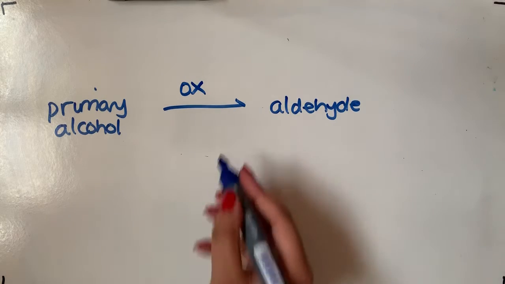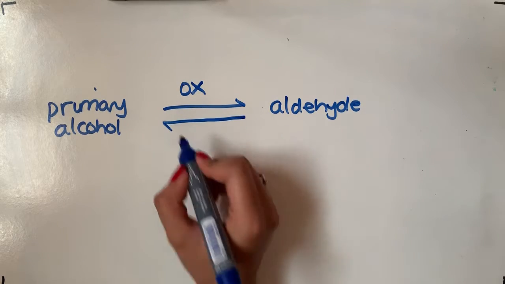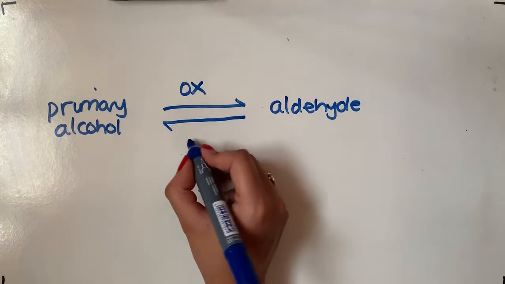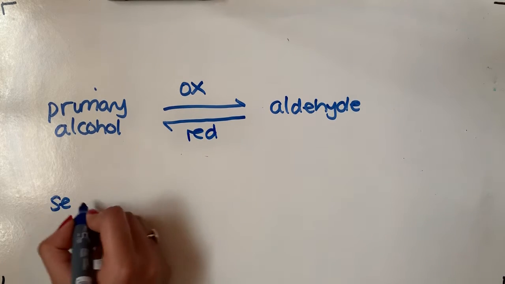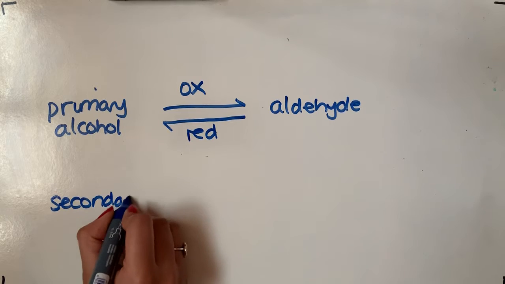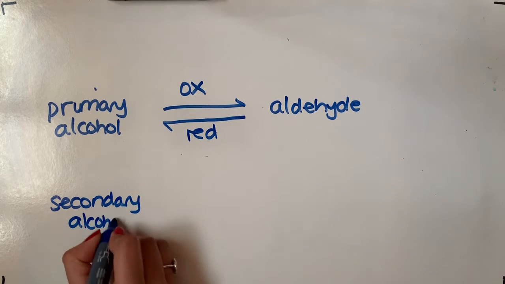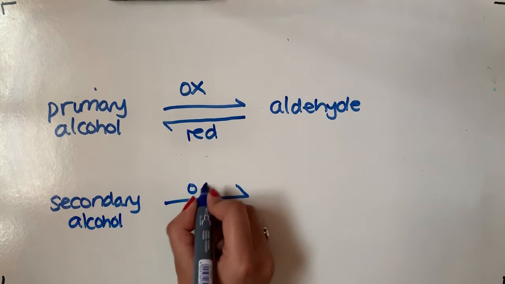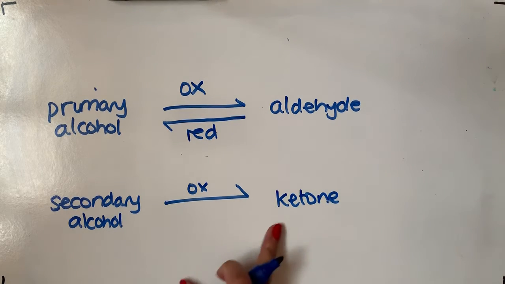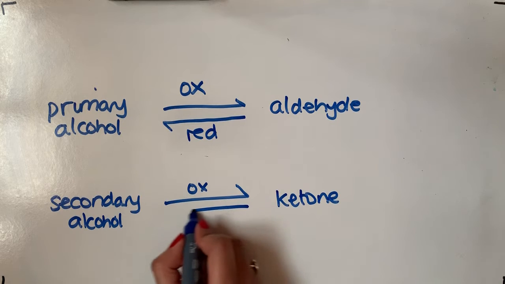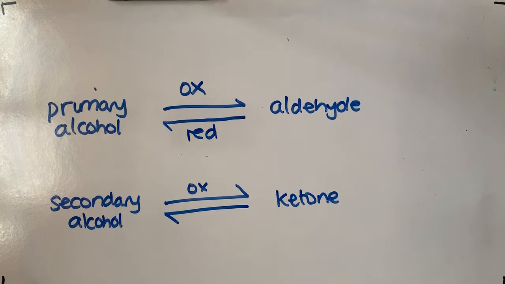If we now do the reverse of that, so going back from the aldehyde to the primary alcohol, which is what we're doing in this video, that is the reduction reaction of that. Same thing can happen with our secondary alcohols. If we do the oxidation of that, that forms the corresponding ketone. And what we're going to look at today is the reverse reaction. So we're going to be doing the reduction reaction, so going from a ketone to a secondary alcohol.